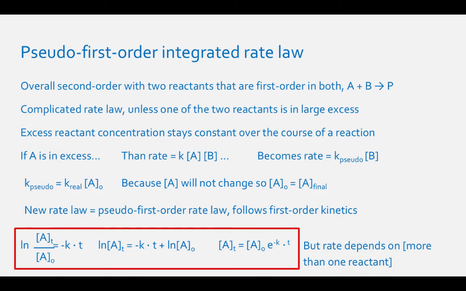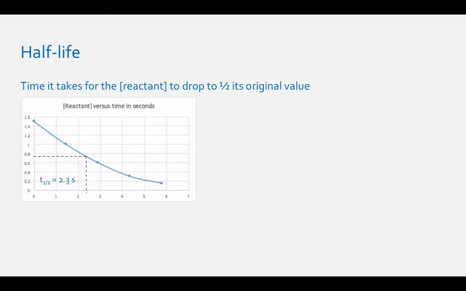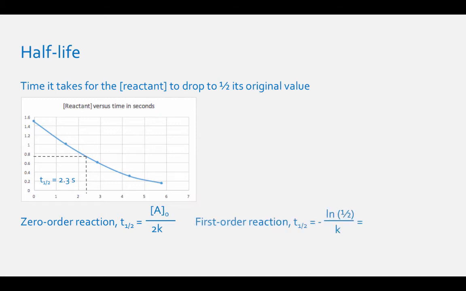The half-life of a reaction is the time it takes for the initial concentration of a reactant to drop to half its original value. View this graph for a visual representation of what half-life is. For a zero-order reaction, half-life equals the initial concentration of the reactant divided by 2 times the rate constant. For a first-order process, mathematically the half-life equals negative natural log of 1/2 divided by K. Half-life then equals 0.693 divided by K.